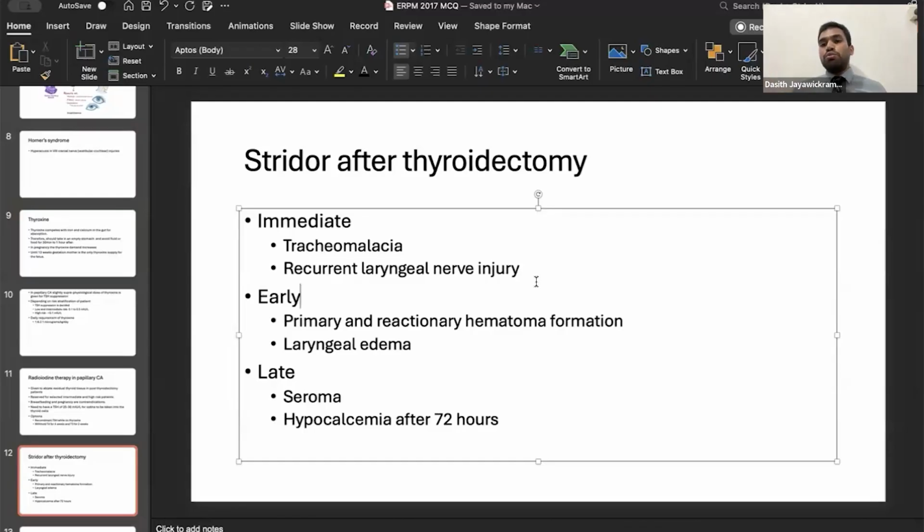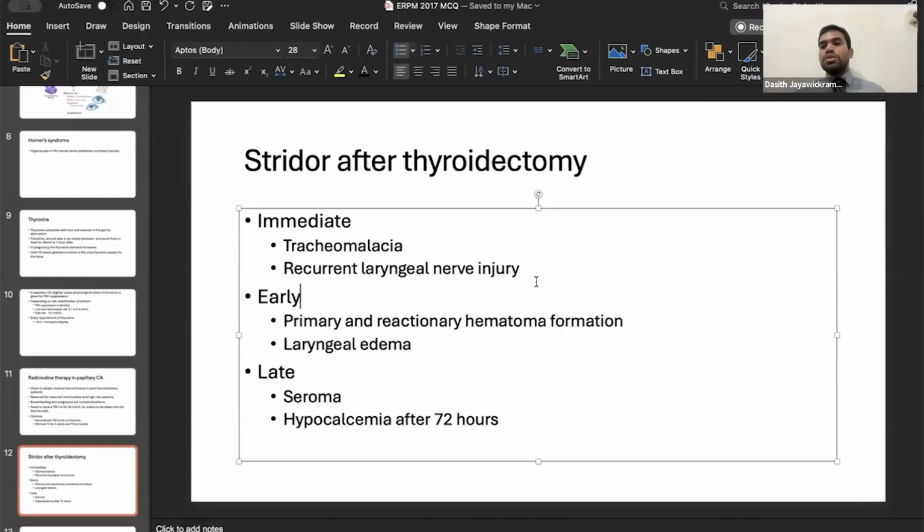So you do thyroidectomy under general anesthesia. As soon as you remove the tube, the patient begins a stridor, the patient's saturation drops, the tachycardia increases, and respiratory distress appears. So that's called tracheomalacia. Okay, that is an early cause. And also recurrent laryngeal nerve injury.